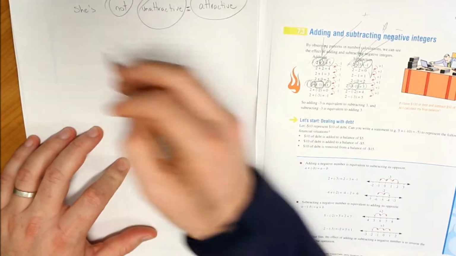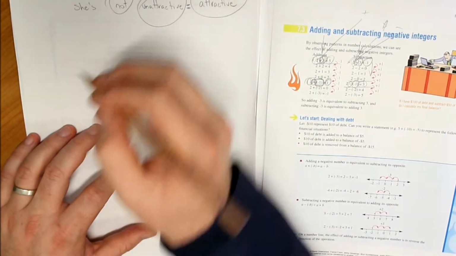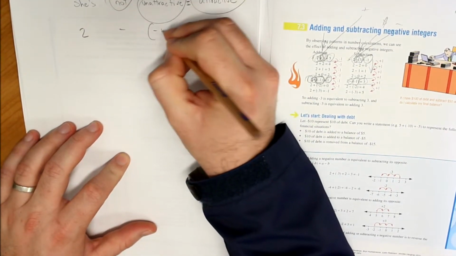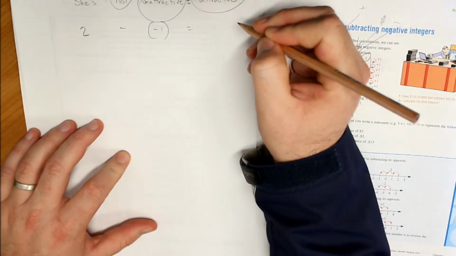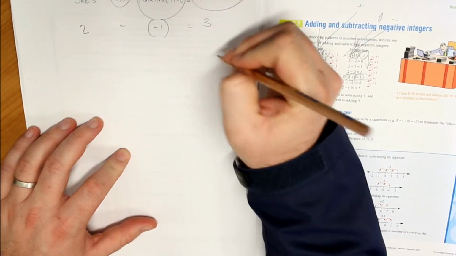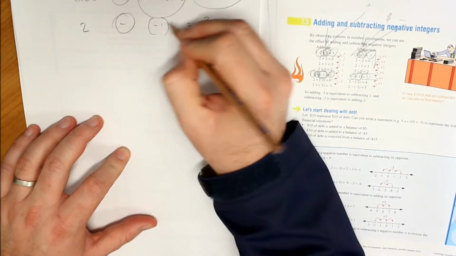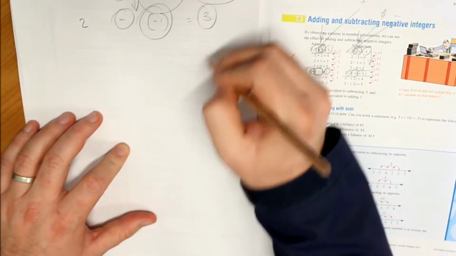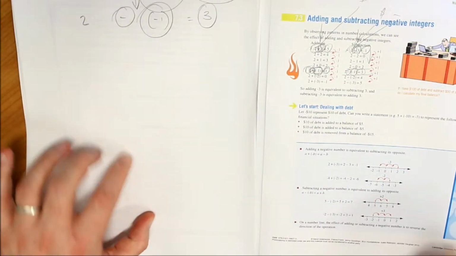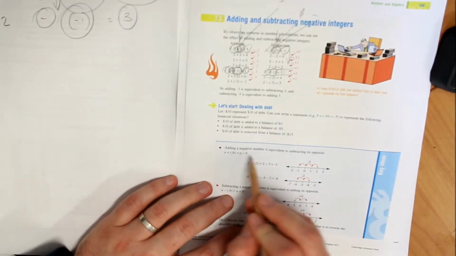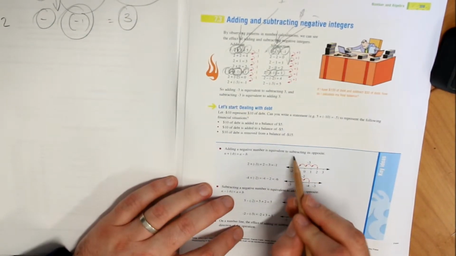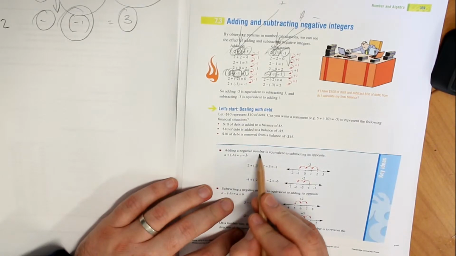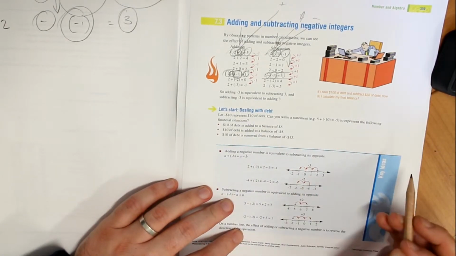Okay? Here, let's write it as our sum. 2 minus negative 1 equals a positive 3. So when you see a negative and a negative right next to each other, it actually means we go to a positive. Here in the key ideas, it says adding a negative number is equivalent to subtracting its opposite. Okay, adding a negative number is equivalent to subtracting its opposite.